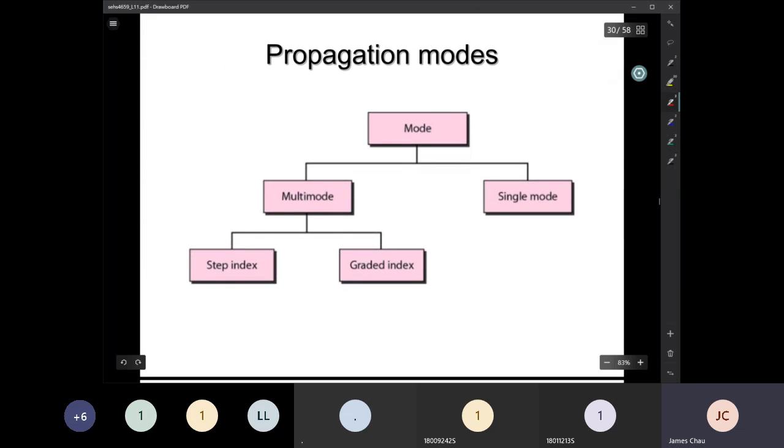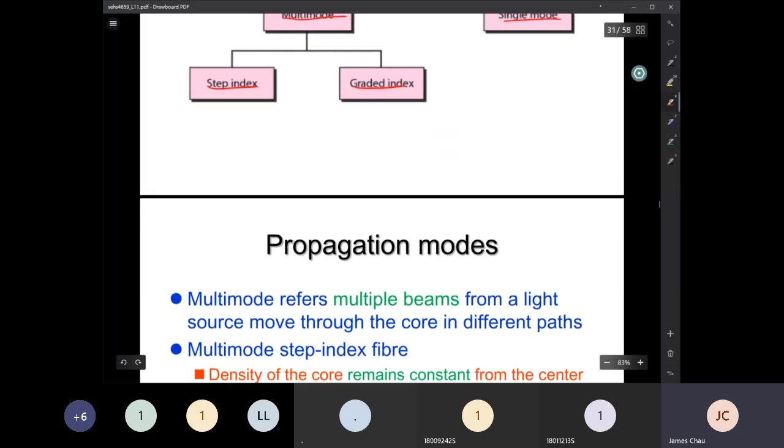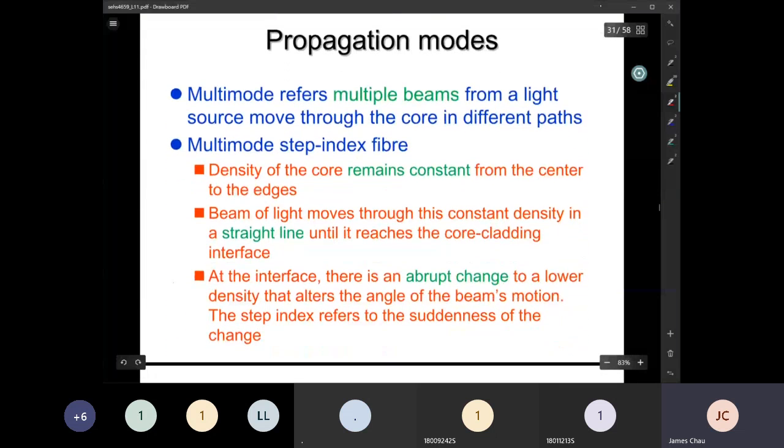And so far, we have some propagation modes for the optical fiber. We have single mode and we have multiple mode, and multiple mode can be further divided into step index and graded index. Firstly, multiple mode means that it supports multiple beams of light that move from source to destination in different paths.